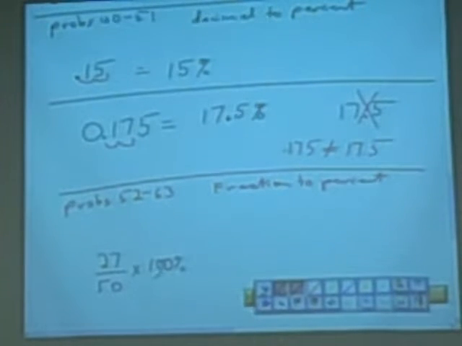So at this point, we want to see, can we cancel here? Well, 50 can go into 100, right? How many times? Twice. 2 times. So really, this would be more like having a percent sign outside. So now what we have is 2 times 27, and that would be 54%.